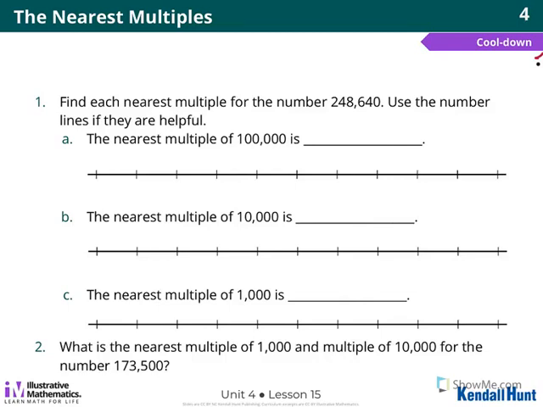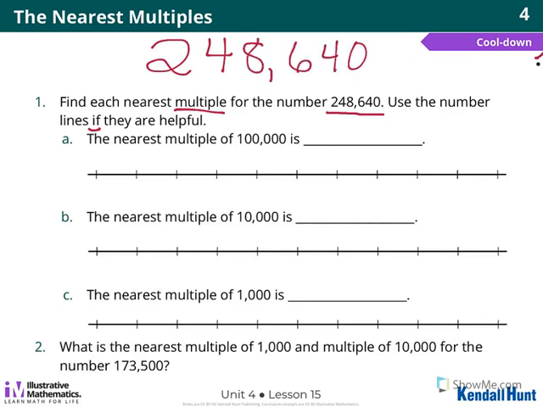Hi guys, this is the cool down for Unit 4, Lesson 15. Number 1, find each nearest multiple for the number 248,640. Use the number lines if they are helpful. So guys, we are using this number for each question, okay?